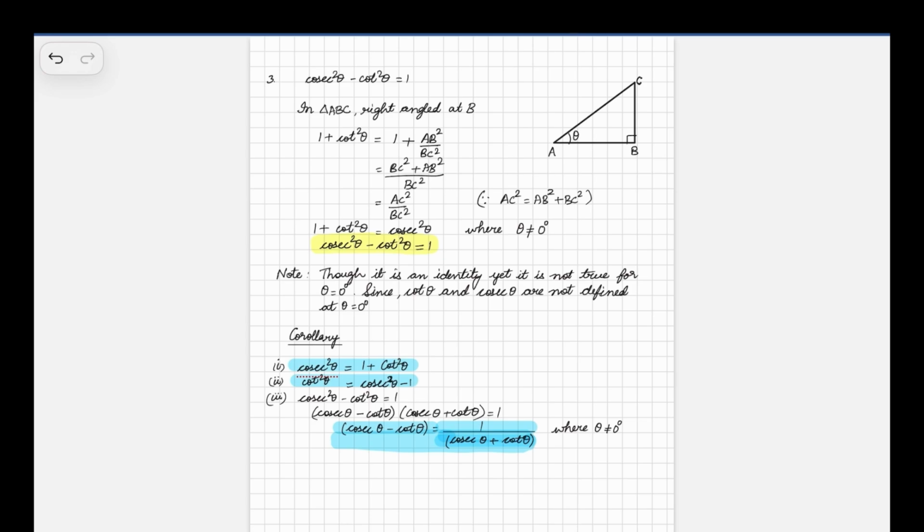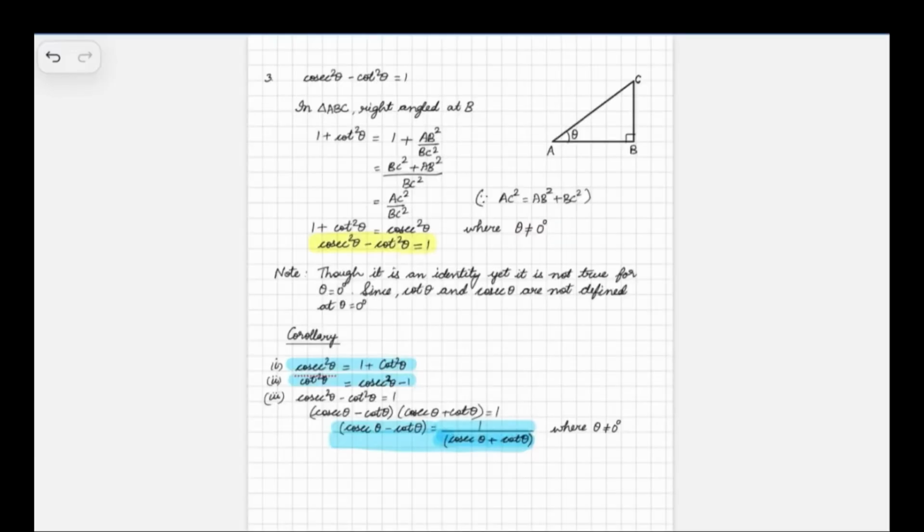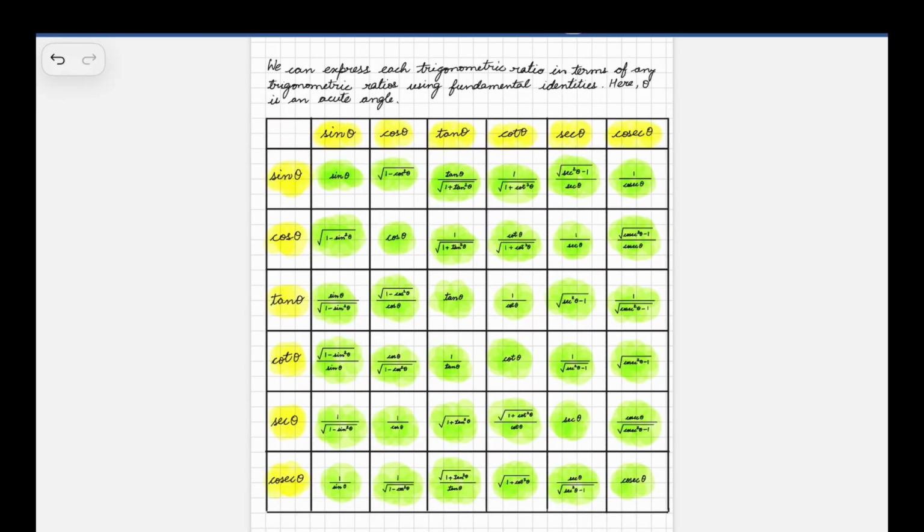So this can be written as cosecant theta minus cot theta into cosecant theta plus cot theta equal to 1. Taking this to the right hand side, we get cosecant theta minus cot theta equal to 1 by cosecant theta plus cot theta, where theta is not equal to 0. Now this is a chart where we can express each trigonometric ratio in terms of any other trigonometric ratios using the fundamental identities. Here theta is an acute angle. We can go through this chart. It will be helpful for solving your problems.